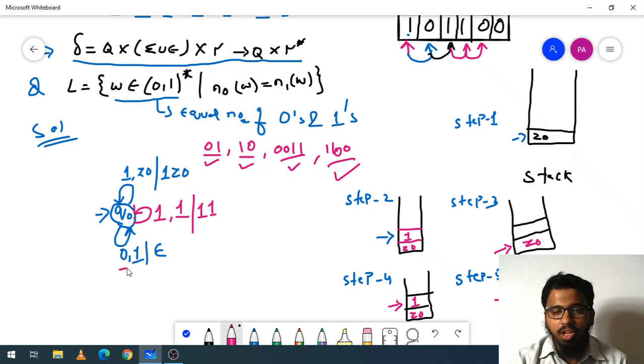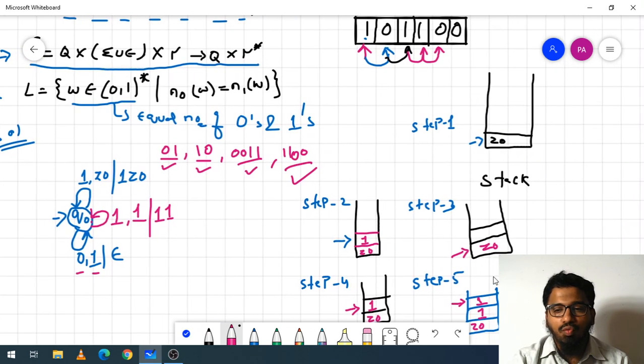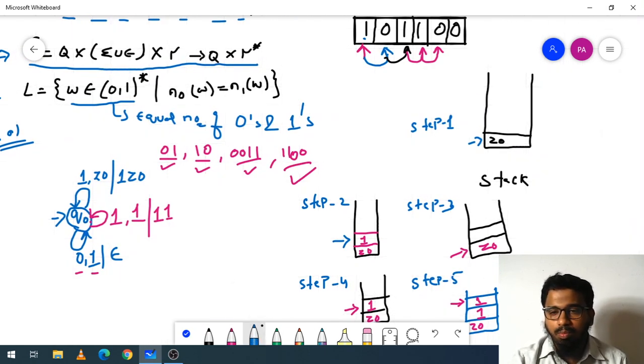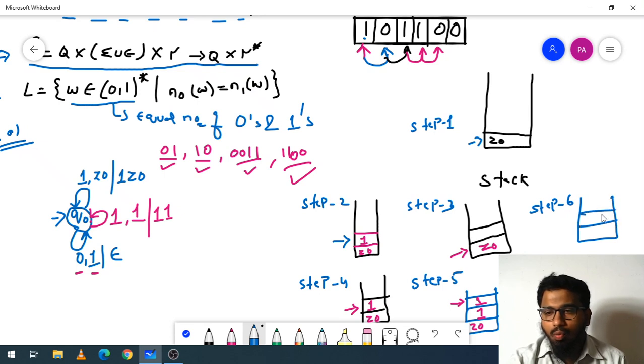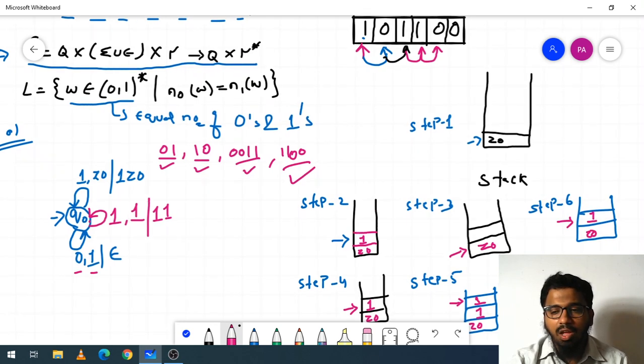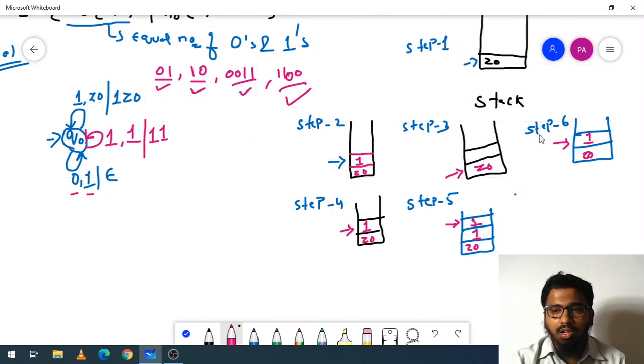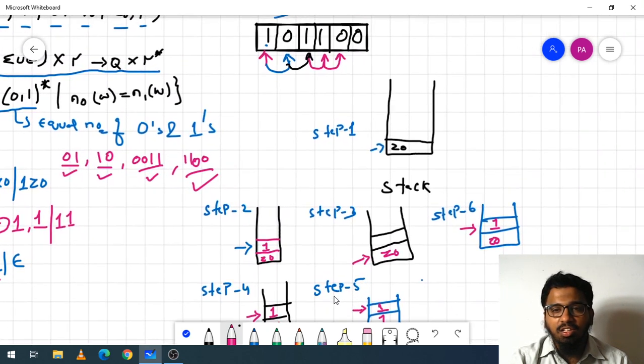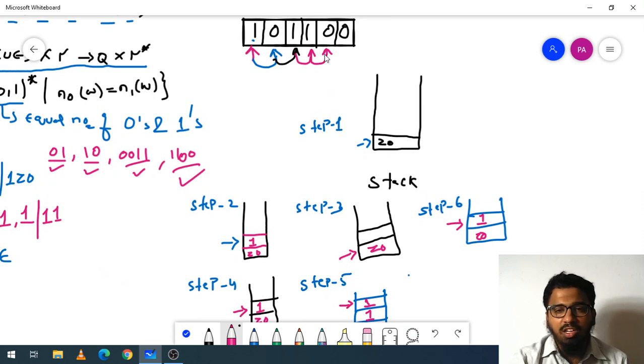What will it perform? 0 is in the string and 1 is the top of the stack, and we will get the epsilon. That means we need to remove this 1. So in step 6, we need to remove the top 1, and here we have the top of the stack. Here step 6, 1 z0, we remove this because we need to pop the data whenever we have 0 like this.